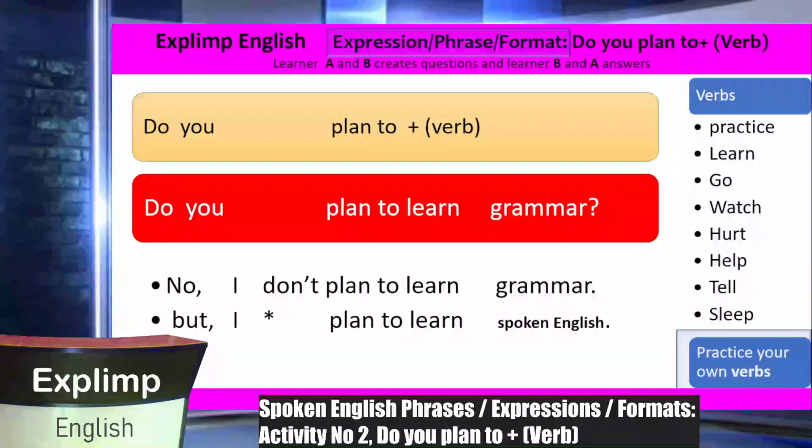So here I have used a conjunction which makes a contrast between my first idea and the second idea, right? Like, no, I don't plan to learn grammar. This is not what I want to plan, because I don't want to learn that. Why? Because I plan to learn spoken English. So my priority is to learn spoken English.